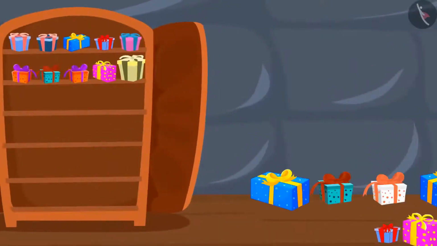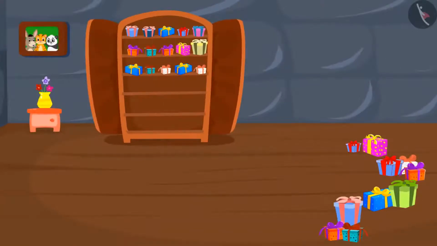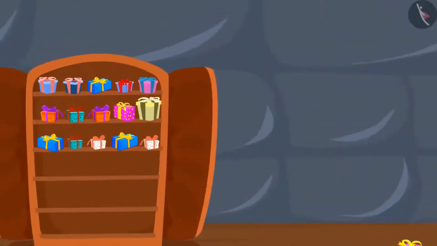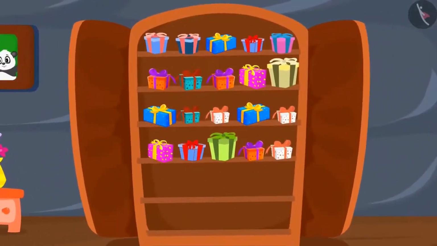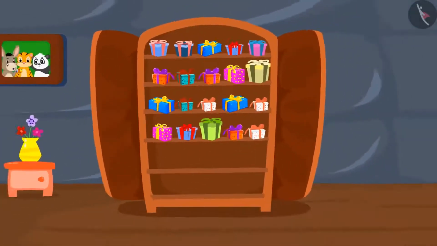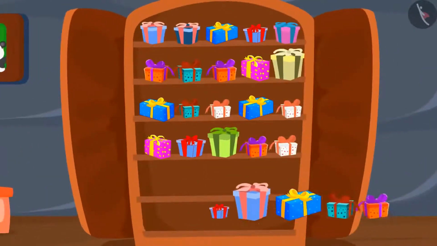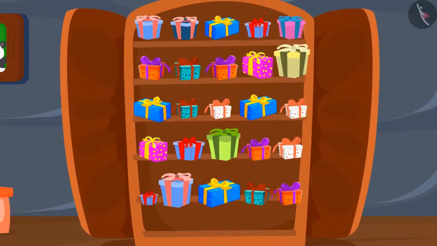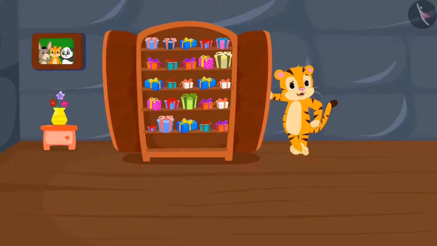Now we will put 5 gifts on the third shelf. We have 10 gifts now. Now we will keep 5 gifts on the fourth shelf. So we are left with 5 gifts now. Now we will put 5 gifts on the fifth shelf. All the gifts are now over. Oh wow! Look, Sher Khan is so happy.